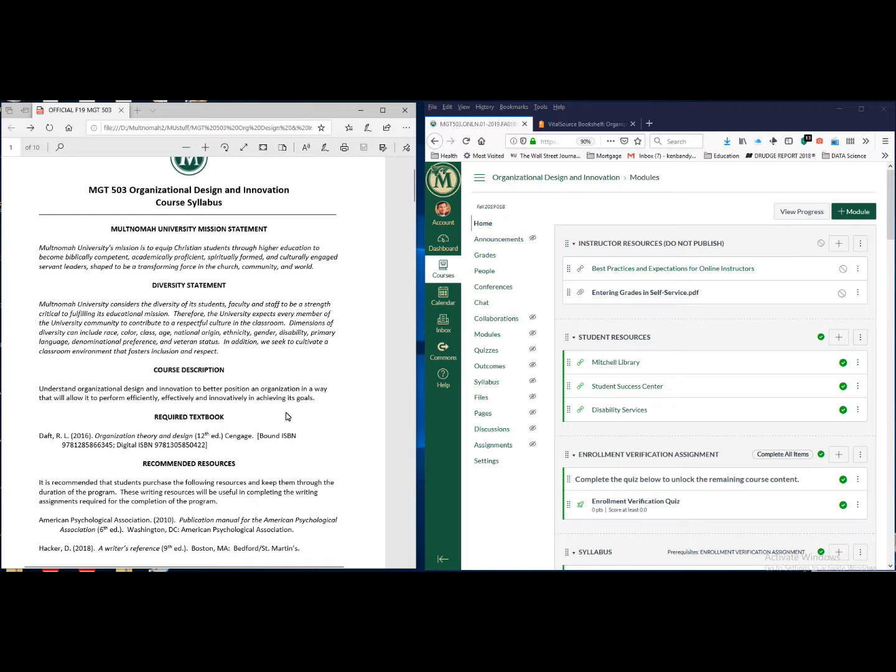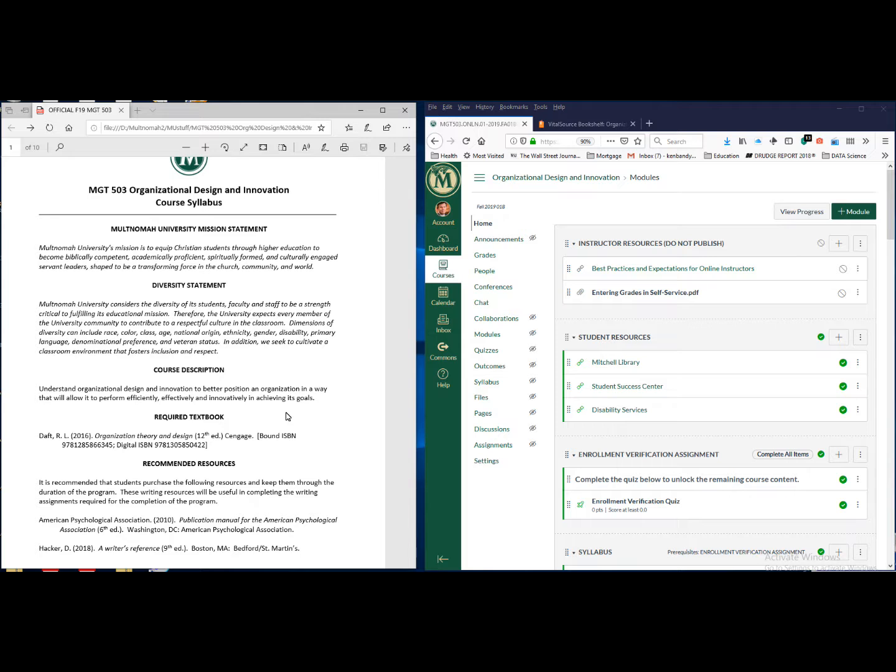Our mission is to equip Christian students through higher education to become biblically competent, academically proficient, spiritually formed, and culturally engaged servant leaders shaped to be a transforming force in the church, the community, and the world. That attracts me to Multnomah University, and I hope that's why you are attracted to be a part of this program. The diversity statement.